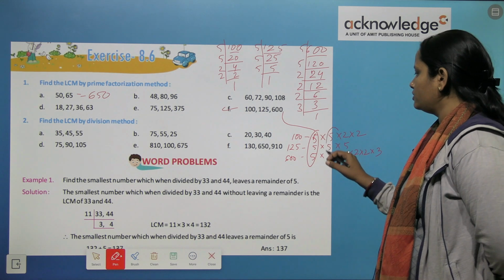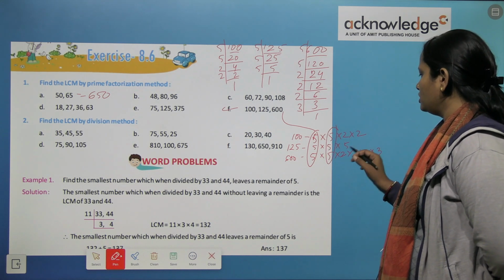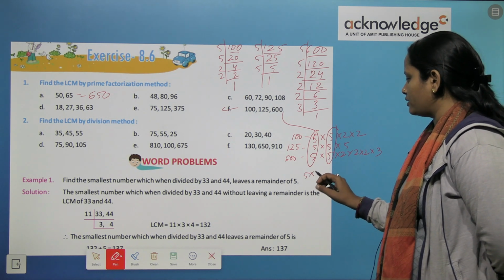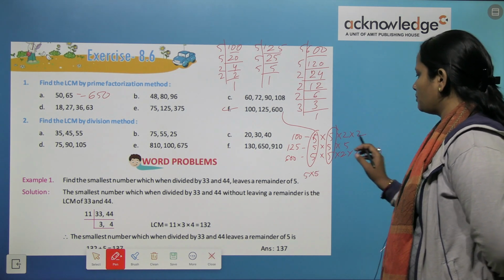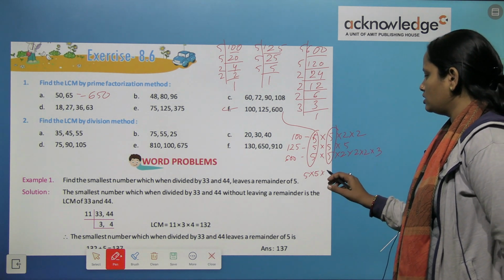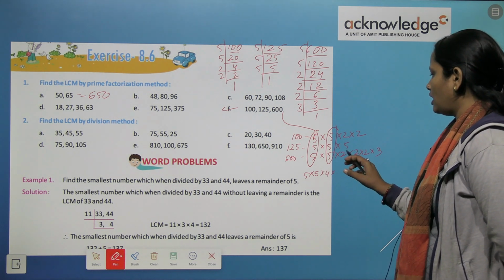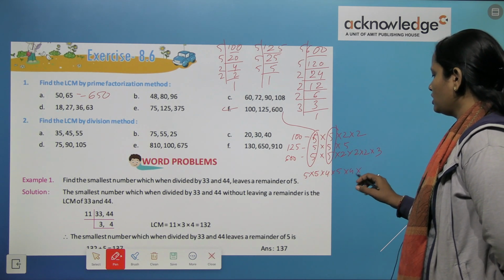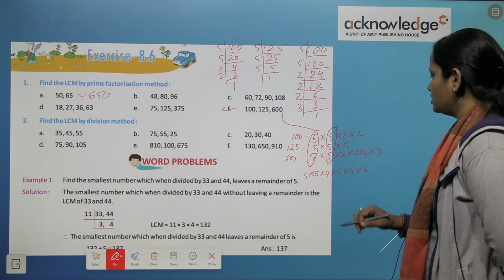5 और भी कुछ कॉमन नहीं है तो इन दोनों 5 को मिला के अब लिख देंगे 5 multiply 5. अब जो भी बचे उन्हें हम इसमें मल्टीप्लाई कर देंगे. So 2 multiply 2 is 4 and 5 will come here. 2 multiply 2 is 4 and 3 multiply 2 is 6.